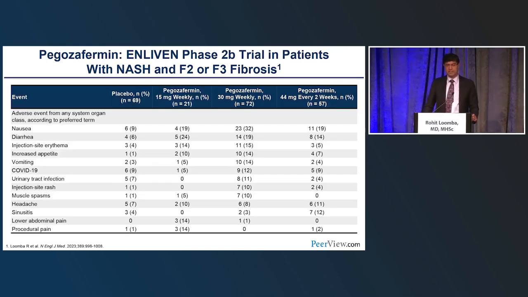These are side effects associated with pegozafermin. Again, GI side effects were common. There's increased appetite noted with FGF21 as a class, and we also noticed some injection site reaction and headaches.